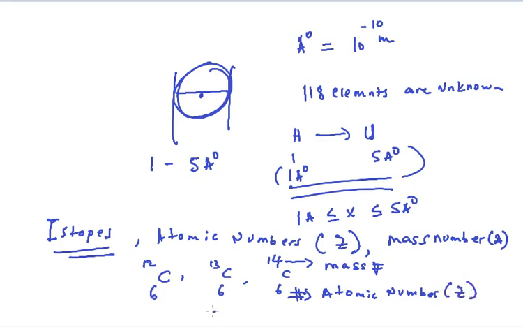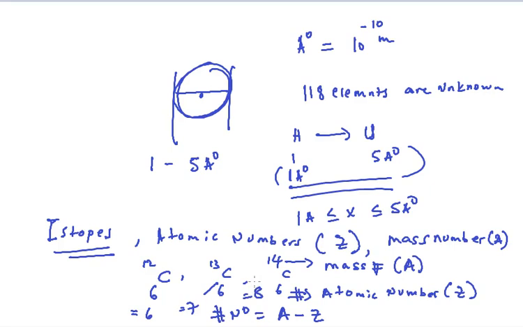And the number of neutrons, you can get by subtracting from the mass number. By the way, the mass number can be represented as a letter A. So the number of neutrons would be A minus Z. So that gives you the mass number. In this case, the number of neutrons would be 6. Here the number of neutrons would be 7. Here the number of neutrons would be 8.